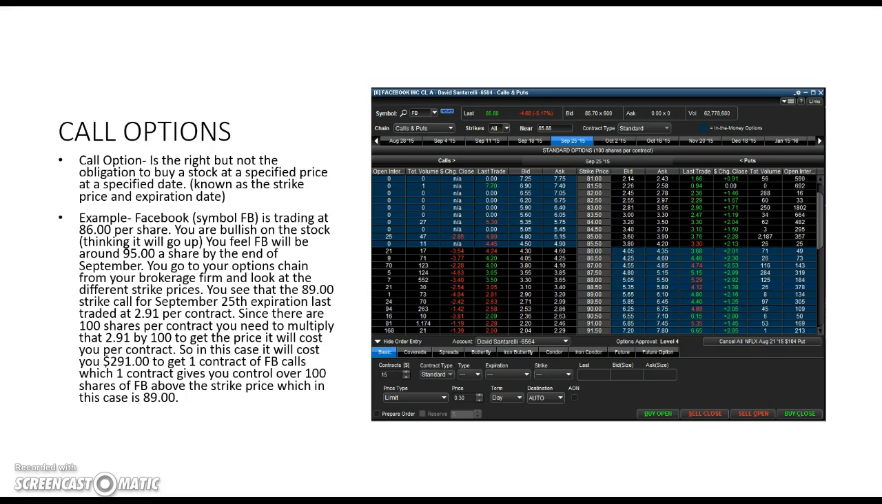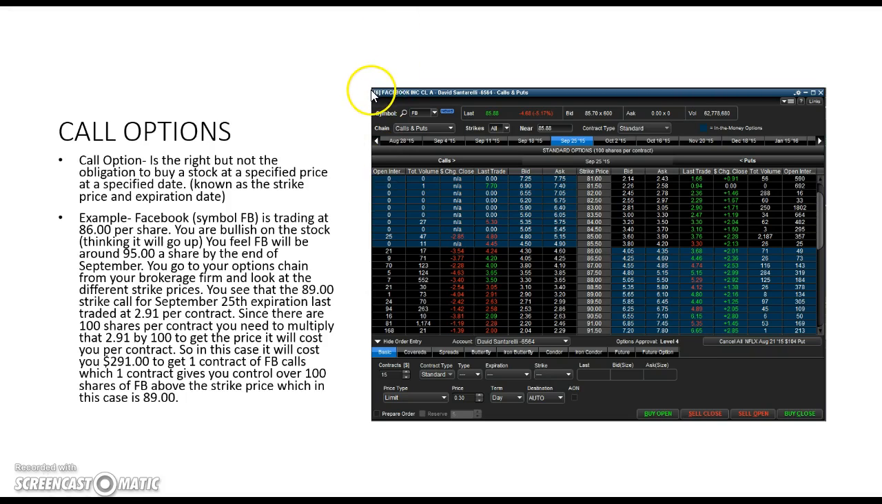Example: Facebook, symbol FB, is trading at or around $86 per share. You're bullish on the stock, which means you're thinking it will go up. You feel Facebook will be around $95 a share by the end of September. You go to your options chain from your brokerage firm and you look at the different strike prices.